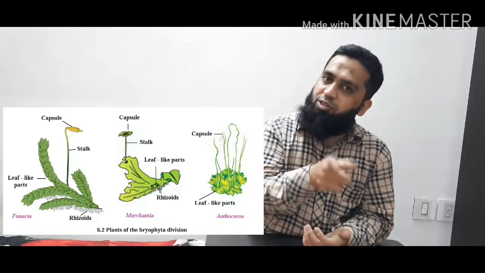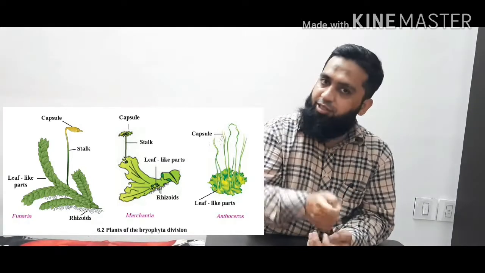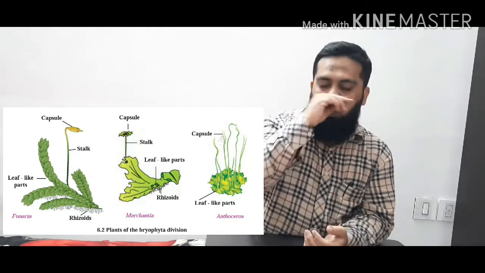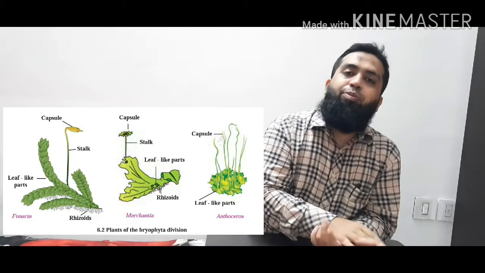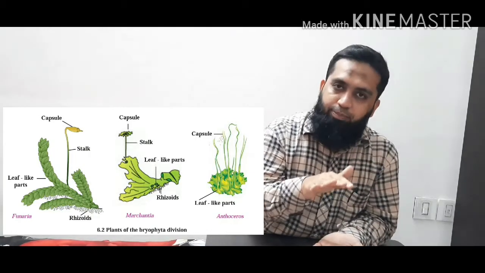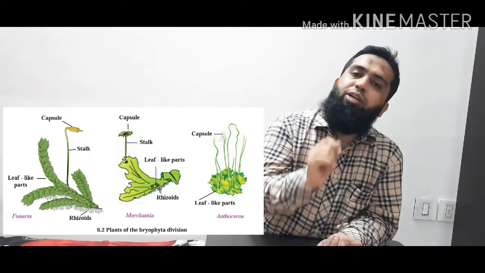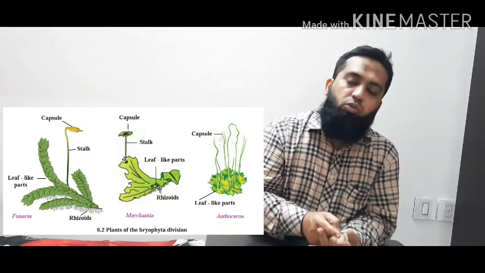They reproduce by spores. Water is required for the reproduction. So what you have to remember about Bryophyta is that they grow over moist, shady places, and they don't have true roots, they don't have true leaves, they don't have true stems. Anything which is spread on them is just false in nature.